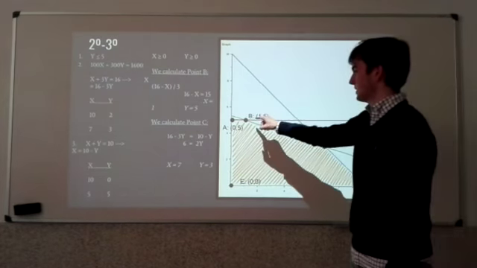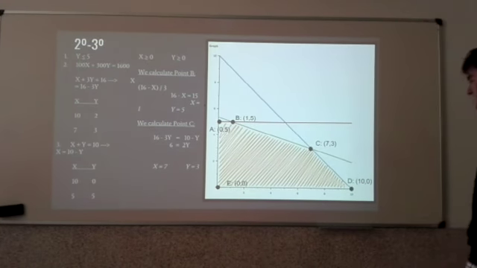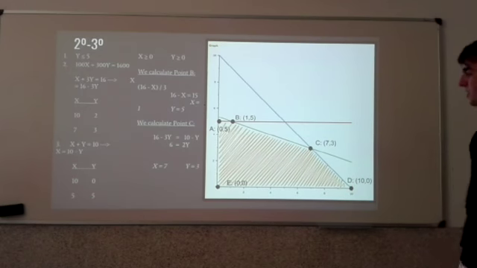And now we have to calculate point C, which is the cut between the blue line and the green line. We do the same thing: we solve the equation and we get these two values. So we have this point. Then we have point E, which is 0, 0. We don't have to calculate it, we can already see it. And point D, which we can also see.